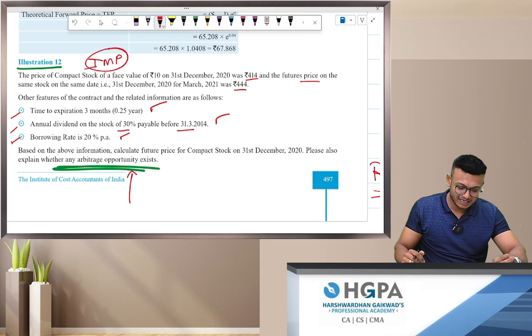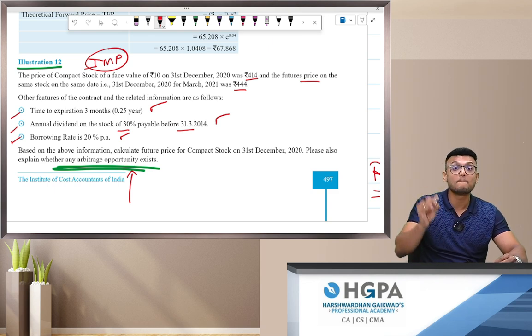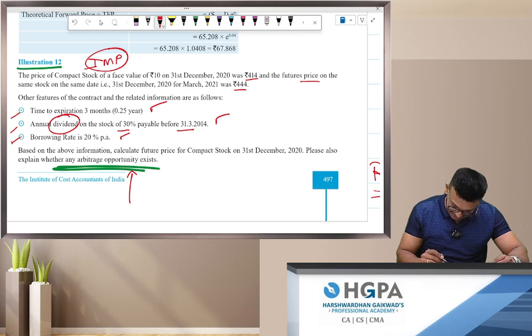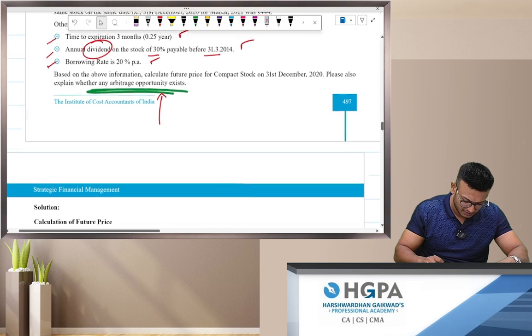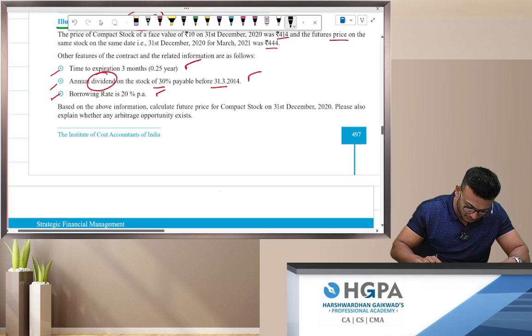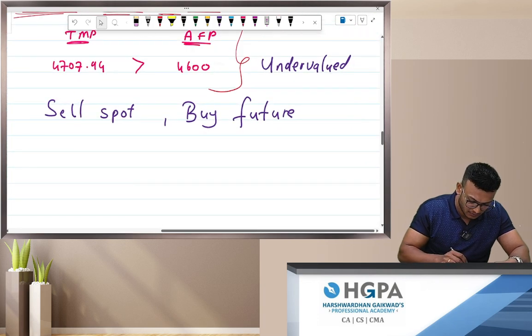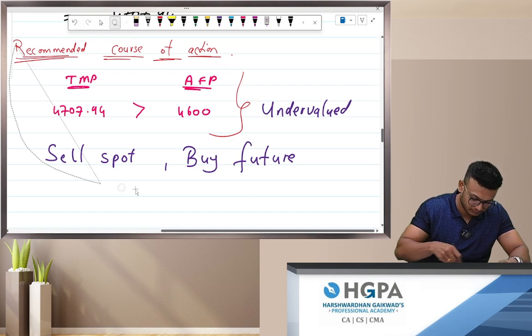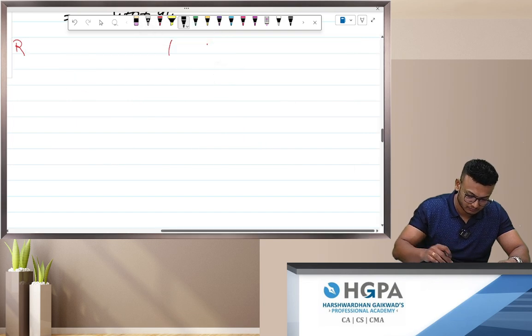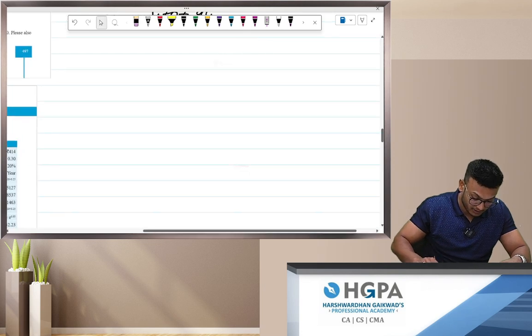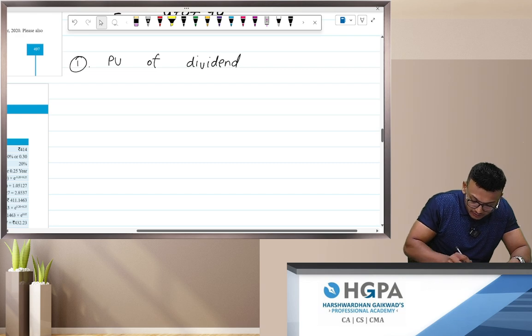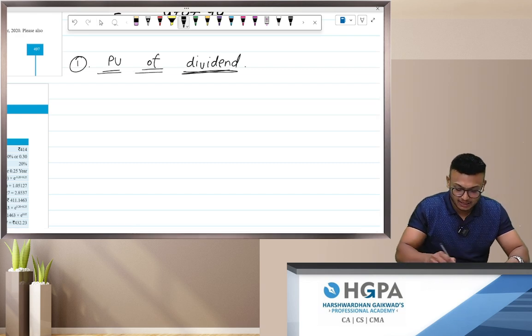Can you please compute and give me the theoretical market price? Okay sir, since dividend is given, it means I have to calculate the present value of dividend. Yes, can we do it and then go ahead. So we will do it over here. Now we have space. Now we can do it. First, present value of dividend. Very simple.